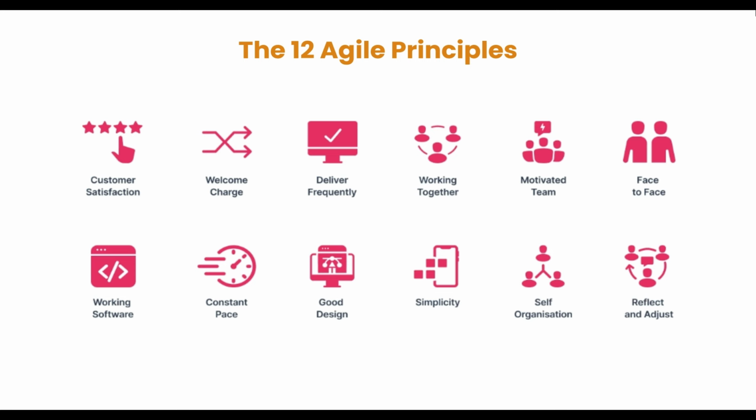Deliver frequently. Because we are talking about smaller iterations, which can be 1 week, 2 weeks, or 3 weeks, at the end of every iteration we are delivering some value, and that is why we are delivering frequently.